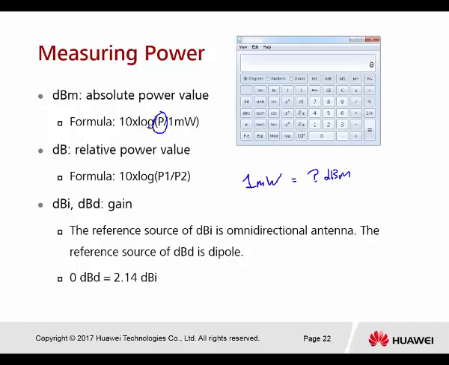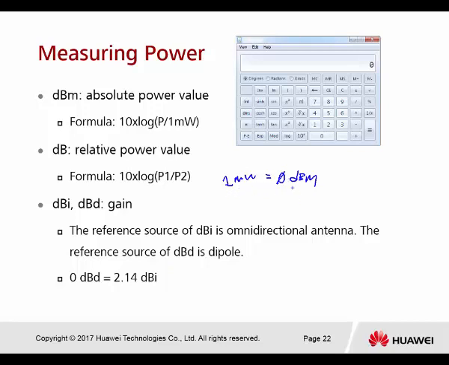So we can just use this formula. It's very simple to use. So 1 milliwatt divided by 1 milliwatt is still 1 milliwatt, still a 1, because 1 divided by 1 is still 1. And then the log becomes 0. 0 times 10 is 0. So that means 1 milliwatt is equal to 0 dBm.